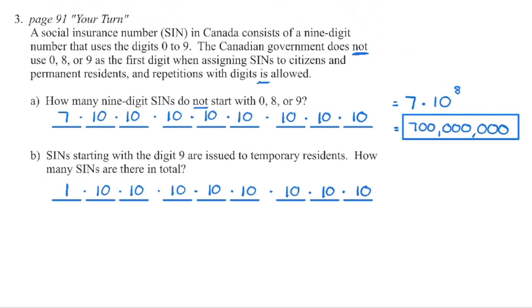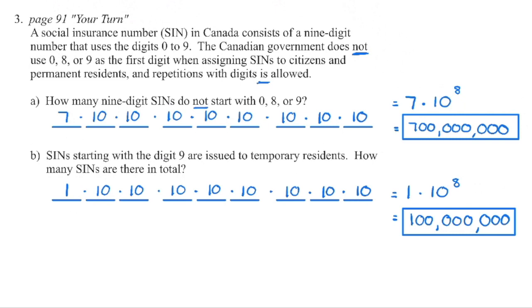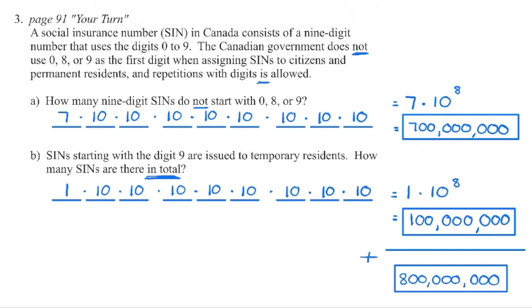And then again, because I can repeat the digits, I have 10 possible numbers that can go into each of those remaining positions. We are asked to determine, and this is where you have to read really carefully, how many social insurance numbers are there in total. So if we can issue this many social insurance numbers to citizens and permanent residents, and this many to temporary residents, if we add them up, then in total, there are 800 million different social insurance numbers that can be issued.